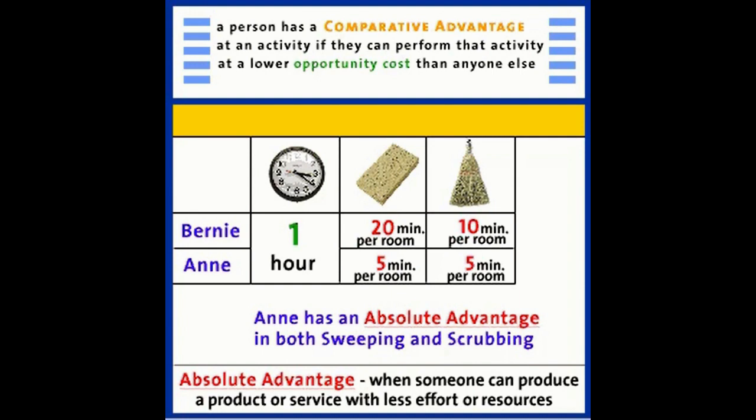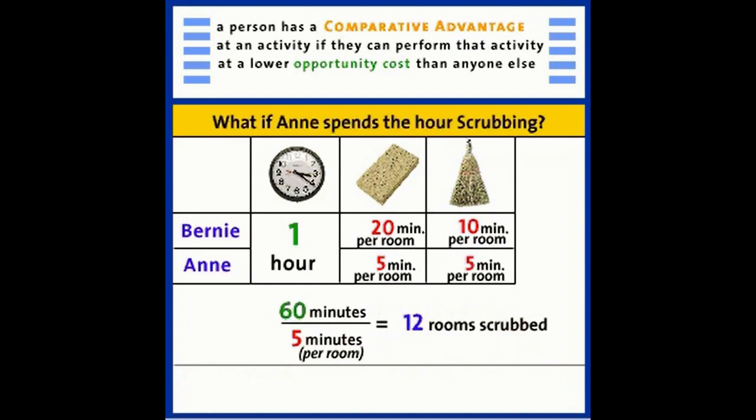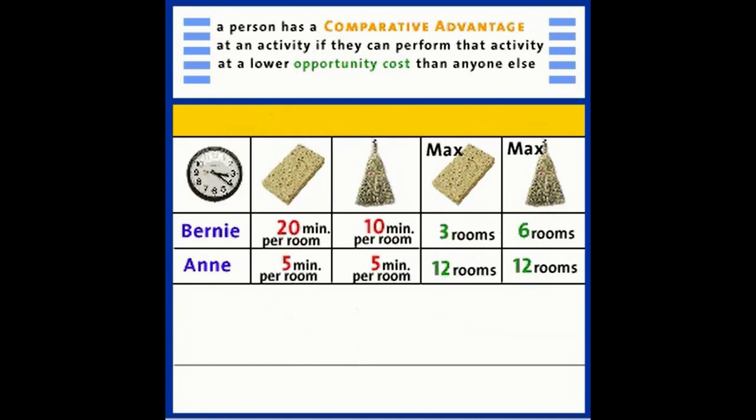So with Anne's unit labor requirements here and 1 hour's worth of time to work, Anne's maximum output would be given by this table. Just as Bernie can scrub a maximum of 3 rooms or sweep a maximum of 6 rooms, Anne can scrub a maximum of 12 rooms in an hour or sweep a maximum of 12 rooms in 1 hour. We can now take this information and look at Anne's production possibilities schedule. With 1 hour's worth of time, if Anne wants to divide her time between sweeping and scrubbing, what possible combinations of output can she get? Well, let's have a look.